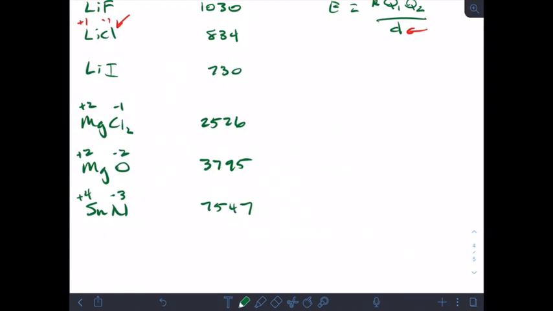Okay? So distance makes a difference, so ionic radii, and charge makes a difference, right? And you can get a qualitative sense just based on periodic trends, okay? Things that you already know as far as charge and ionic radius.